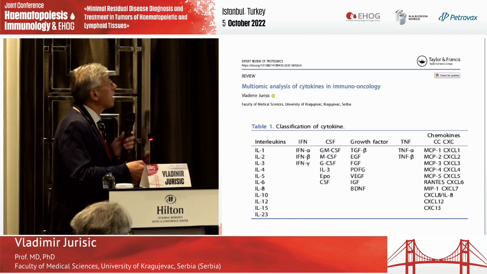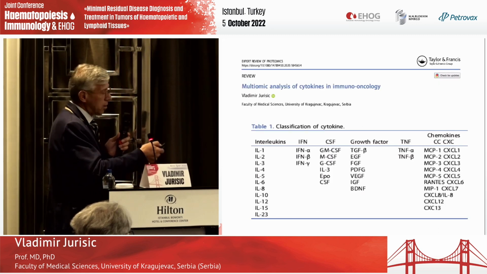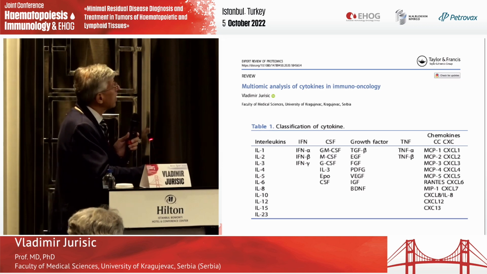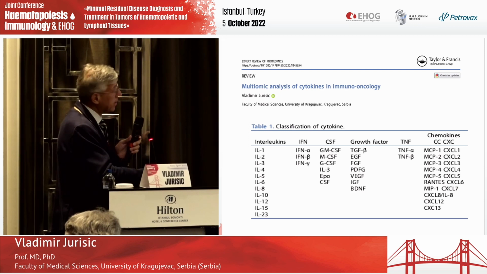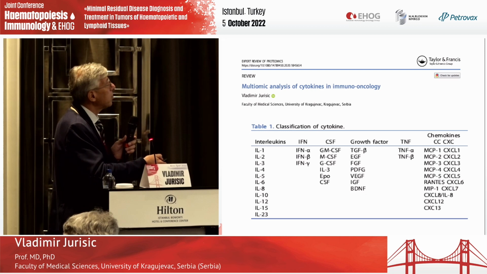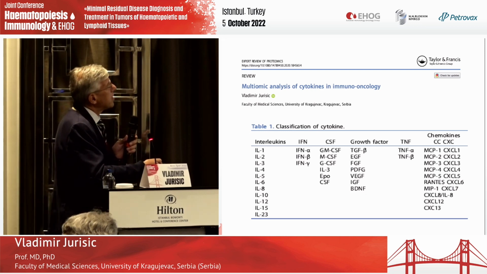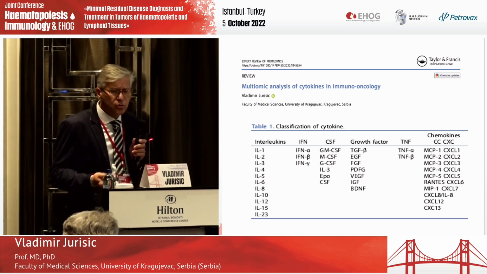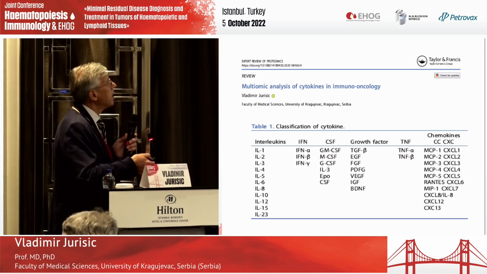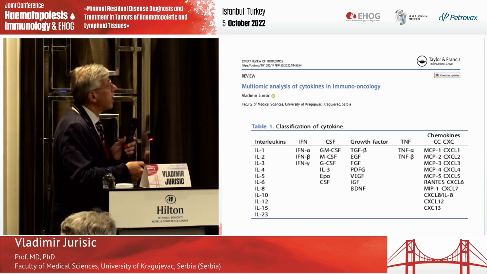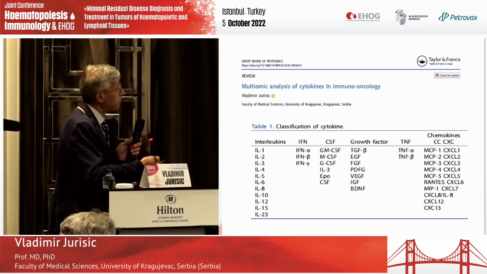But classically, the most used classification is interleukins with many cytokines. Next is the interferon family, also growth factors and stimulators. For example, G-CSF has an important role in bone marrow stimulation, and we also have the TNF family, and we also have chemokines. Different families are described today depending on structure.